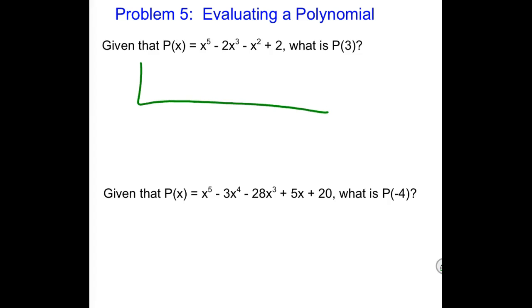am I missing any terms? Yes. So I have 1 for my x to the 5ths. I don't have any x to the 4th, so I need a 0. I do have some x cubes, negative 2 of them. I have some x squareds, negative 1 of those. Do I have any x's? So I need another 0, and then I need my constant. Okay?